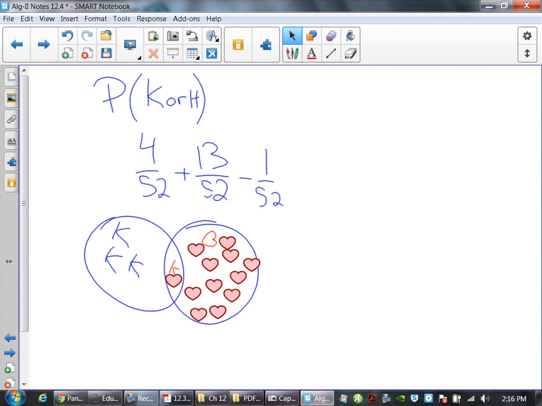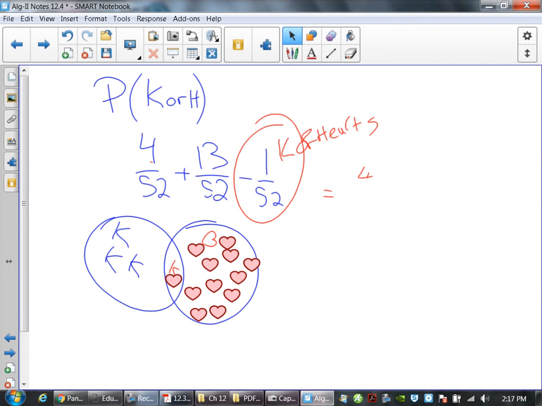So it's the intersection and union. Remember those? That's what these are. In this case, we have to back out the king of hearts because it's already been counted here. That's what this looks like. So what's 4 plus 13 minus 1? 16. Out of how many possible? 52. There's the probability: 16 out of 52, or 4 13ths. Very good.